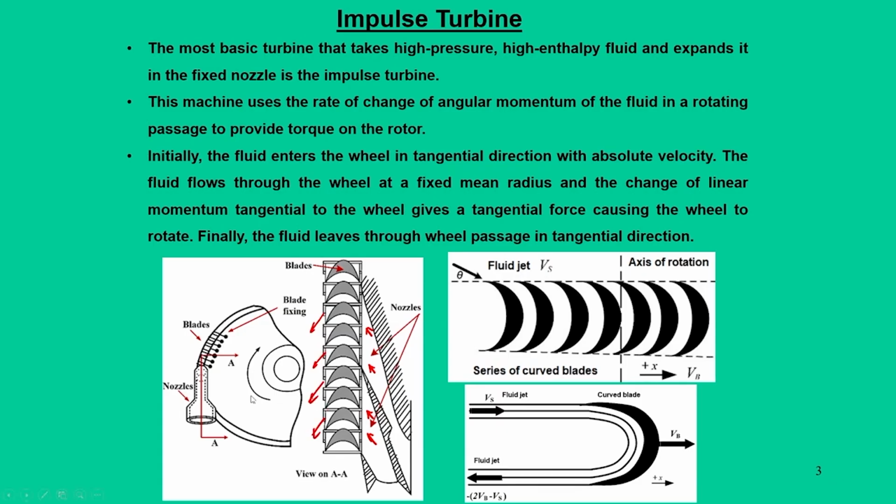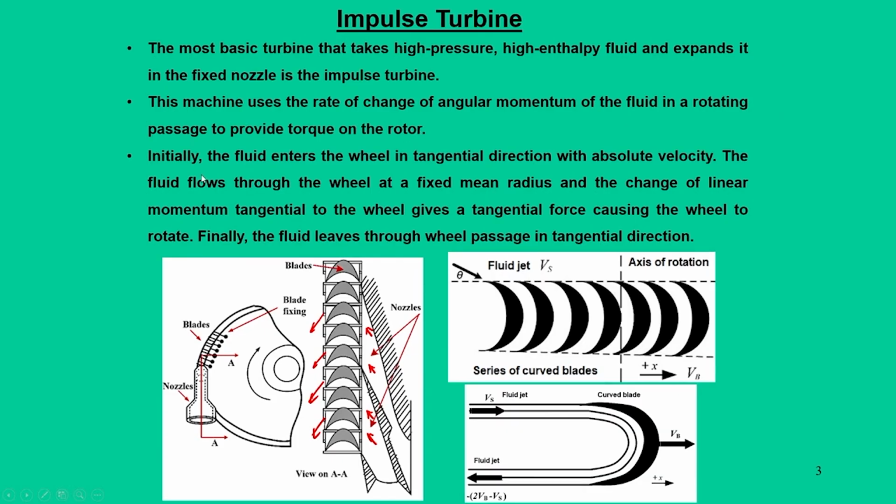The other view of this shows that this makes the rotor rotate. Normally we call this a wheel, or in hydraulic terms we call it an impulse wheel, but in our case we will not use the word impulse wheel, rather we will use the word impulse turbine. So, basically what the impulse turbine does is that the rate of change of angular momentum of the fluid in the rotating passage provides torque on the rotor.